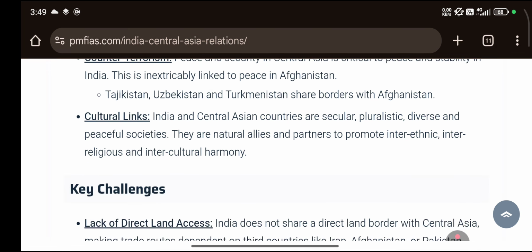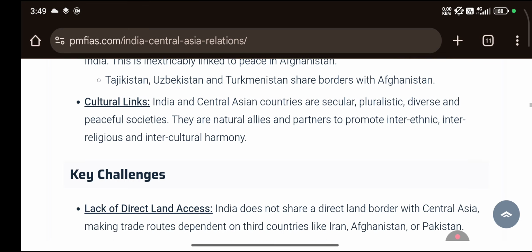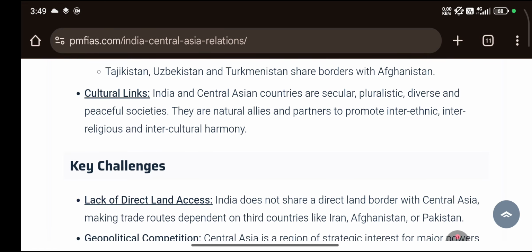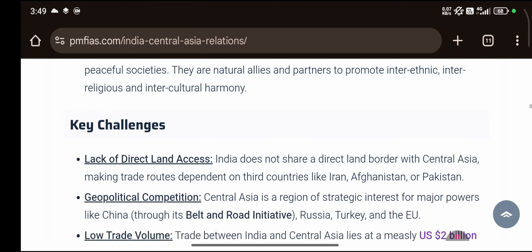Next one is cultural links. India and Central Asian countries are secular, pluralistic, diverse, and peaceful societies. They all share similar religions and diverse cultures. They are natural allies and partners to promote inter-ethnic, inter-religious, and intercultural harmony. Many people from Central Asia migrated to India in ancient times, be it the Mughals or Babur or anyone else. There are many, and people from here also migrated from their places.